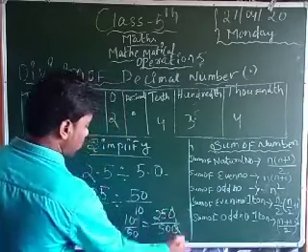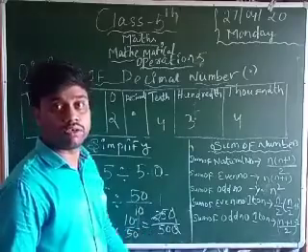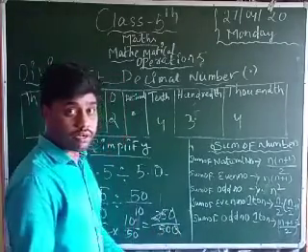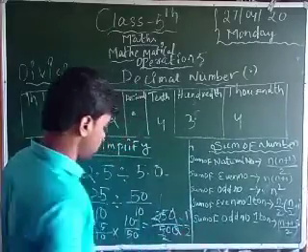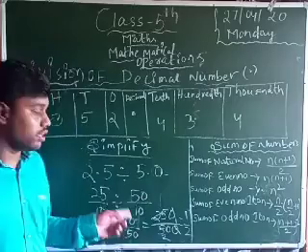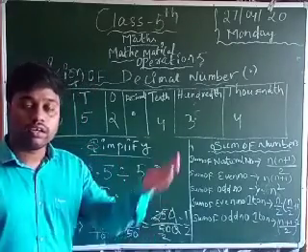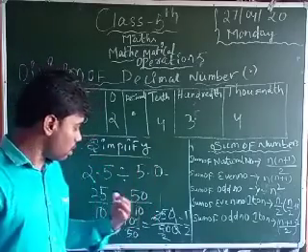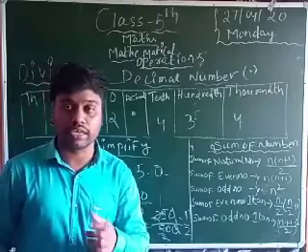Now cancel 10. 25 ones are how much? 25 twos are how much? 25 twos are 50, so the answer is 1 by 2. This is the simple way. Convert decimal numbers into fraction-like structure, then divide easily as in previous classes on fractions. I will give this type of question for you to solve.